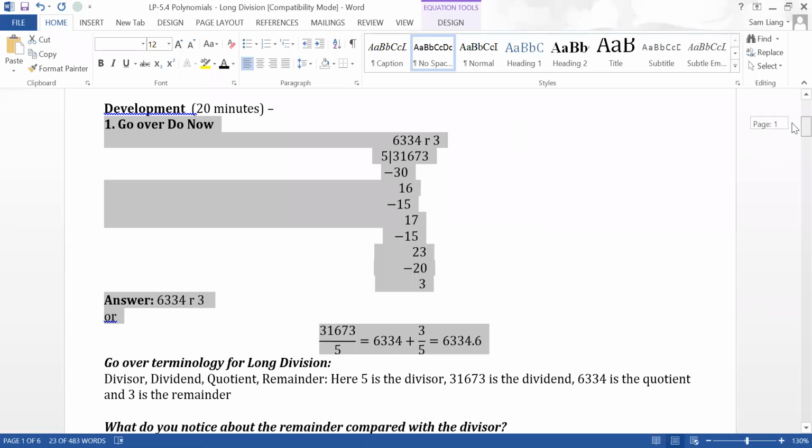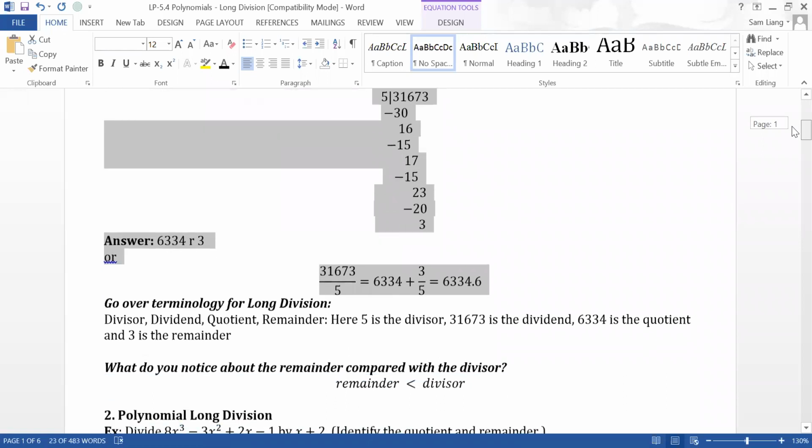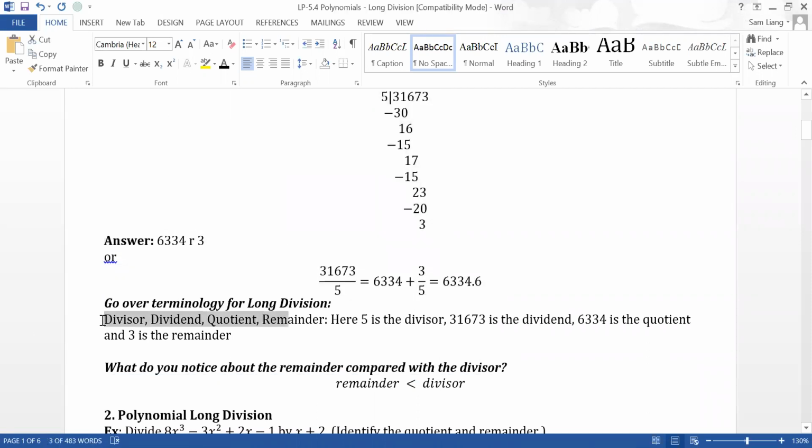All right, so just some terms regarding this. You don't have to copy this. I'll actually summarize this in the notes for today. But just some terminology for long division, terms that we'll see later on. Divisor, dividend, quotient, remainder. Here 5 is the divisor. That's what you're dividing by. So we're dividing by 5. 31673 is the dividend. That's what we're dividing. 6334, that's the quotient or the answer. And then 3 is the remainder.